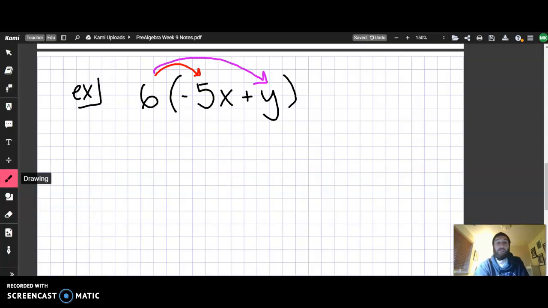So 6 times negative 5x first. Breaking it down into parts, 6 times 5 is 30. A positive 6 times a negative 5, a positive times a negative is a negative, and that x is still being multiplied.